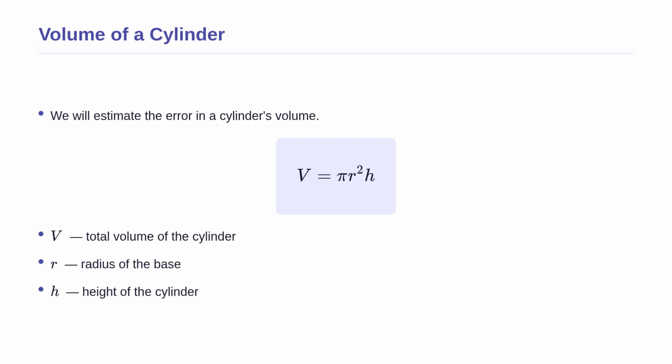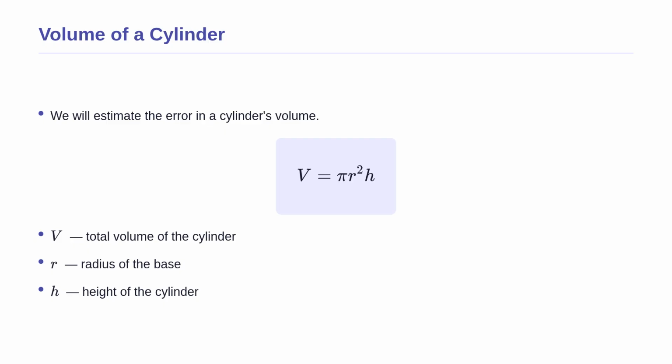To see how error analysis works, let us look at a specific geometric formula. We are going to estimate the maximum possible error in the calculated volume of a cylinder. The volume of a cylinder is given by the standard formula V equals pi times r squared times h. Here, V represents the total volume, r is the radius of the base, and h is the height of the cylinder.